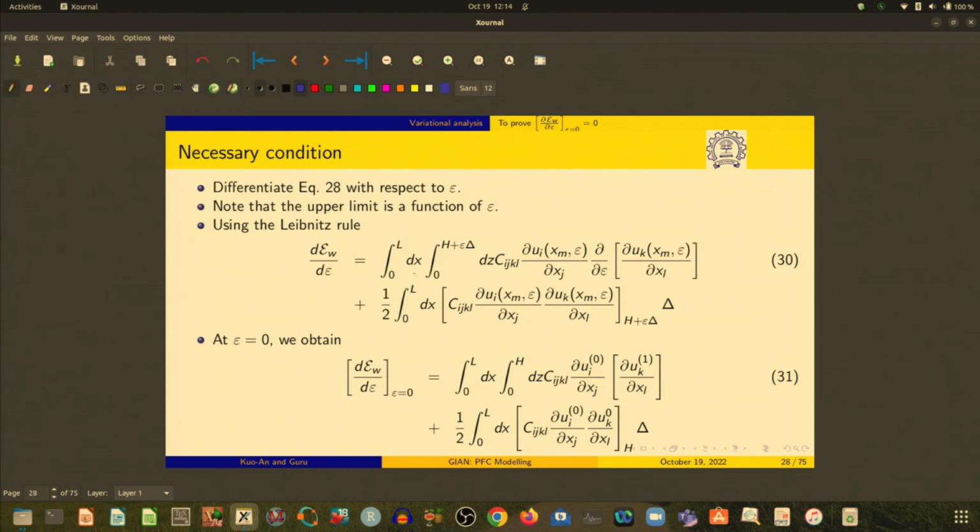Now, we know that the integral 0 to L dx of delta is 0, right. Whatever this term is, because it is integrating over delta, this should go to 0. The limits have changed because I am doing it at epsilon equal to 0. So, dW by d epsilon at epsilon equal to 0, that is why this limit has become just h, all the epsilons have gone.